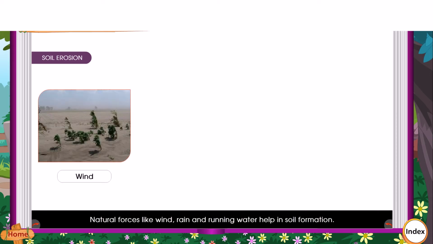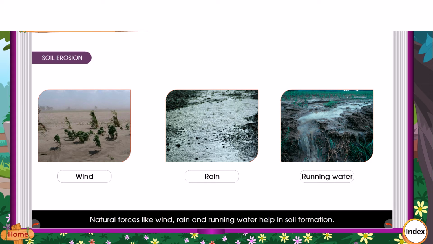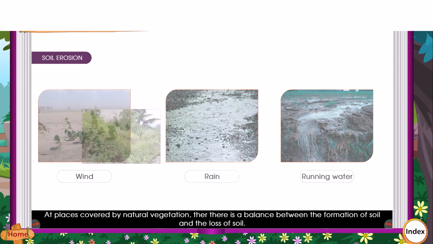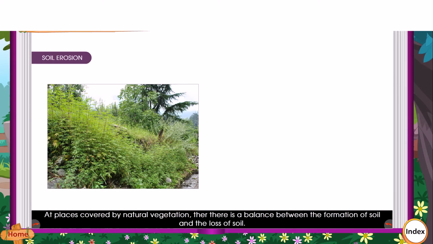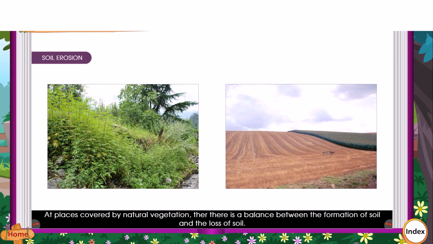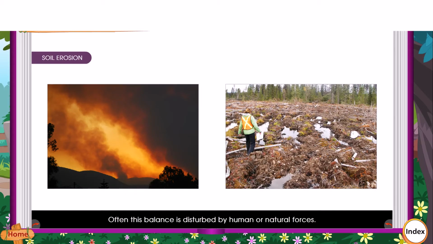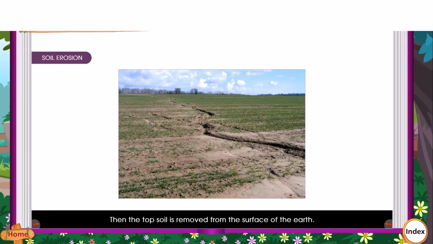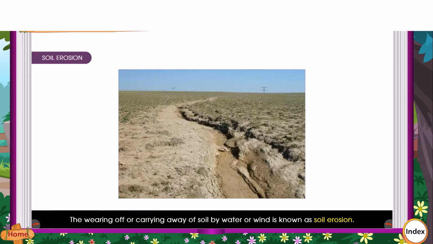Soil erosion. Natural forces like wind, rain, and running water help in soil formation, but they may harm the soil also. At places covered by natural vegetation, there is a balance between the formation of soil and the loss of soil. Often this balance is disturbed by human or natural forces. Then the topsoil is removed from the surface of the earth. The wearing off or carrying away of soil by water or wind is known as soil erosion.